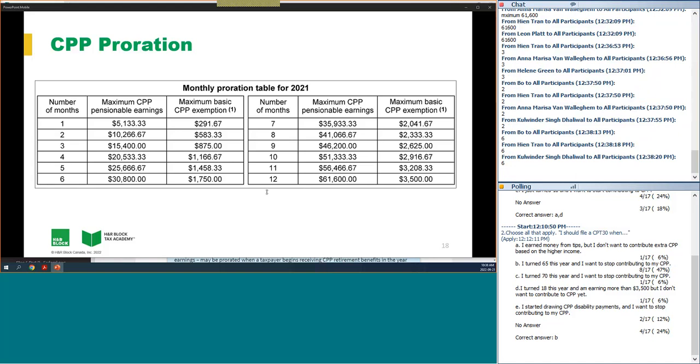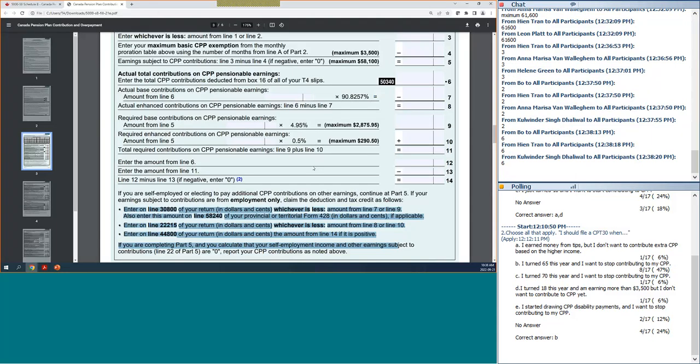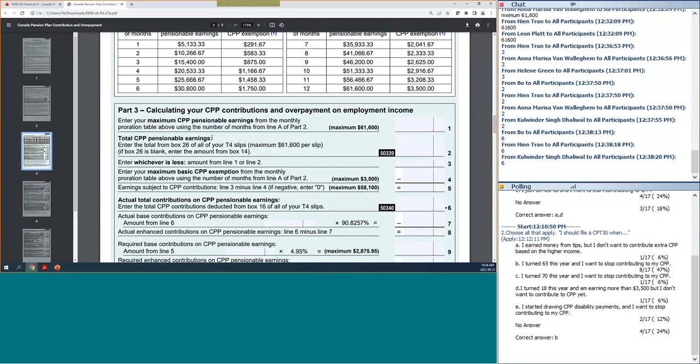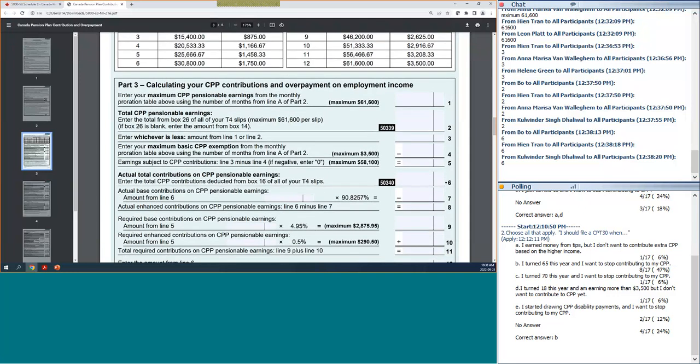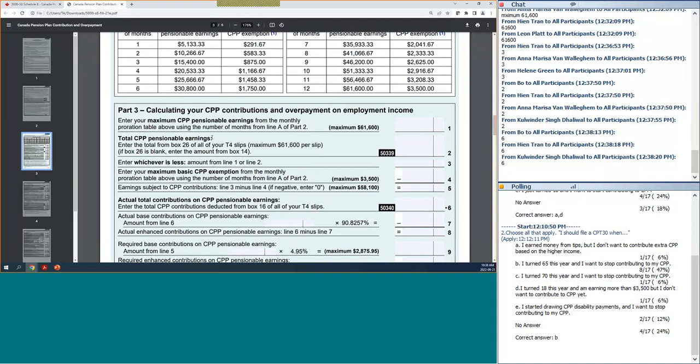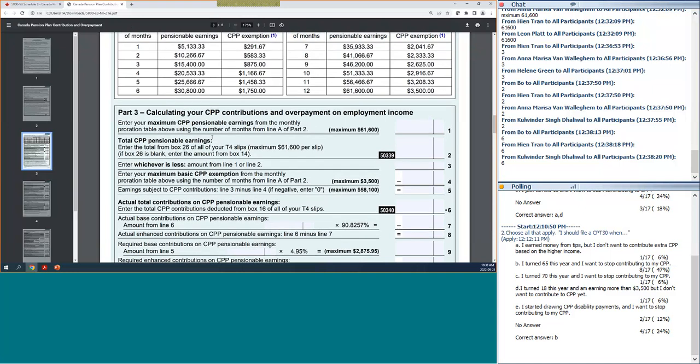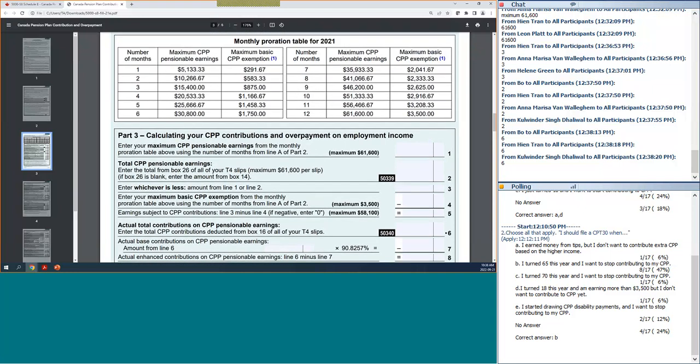I have one more poll. Let's get the poll done, and then we're going to take a break because this has been a lot. So we're going to do a CPP Proration Poll, and I'm going to pull up a Schedule 8 to help you out with this poll. So here we have a Schedule 8. I'm going to make sure you can see the chart and you can see up to line 6 because that's what I'm going to be asking about.